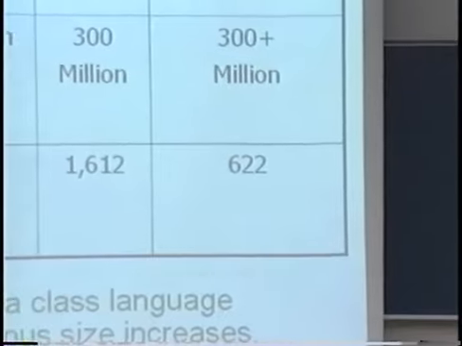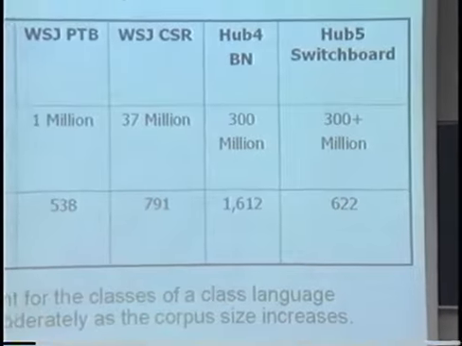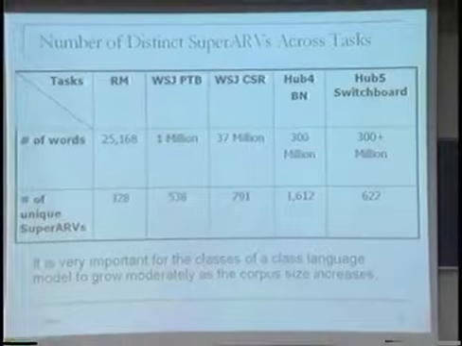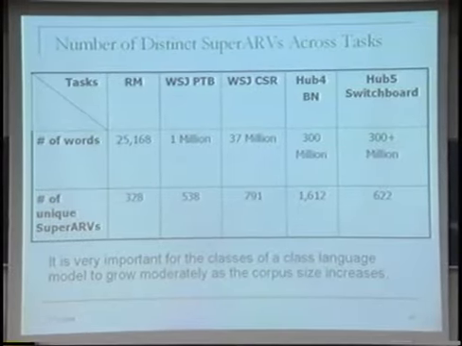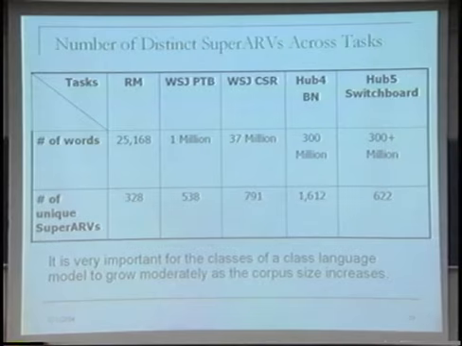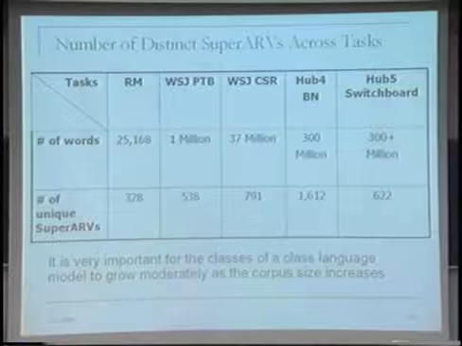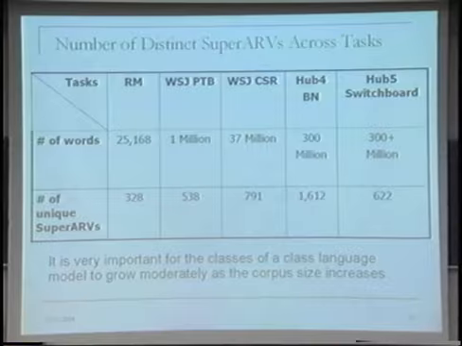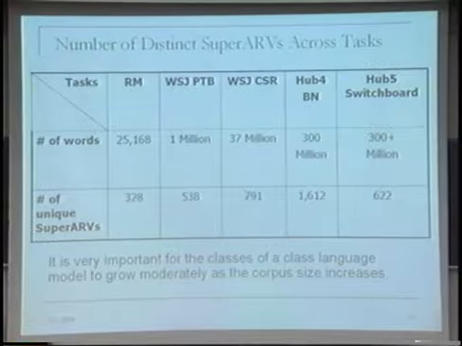Move up to Hub 4, 300 million words, 1,612 super ARVs, and then to Hub 5 Switchboard, which is 300 plus million, 622. It is interesting because this highlights what many people know about Switchboard: despite the fact that there are lots of words, it's pretty narrow. People are chit-chatting, so the variety of lexical forms is pretty limited there, which I think is really kind of cool.